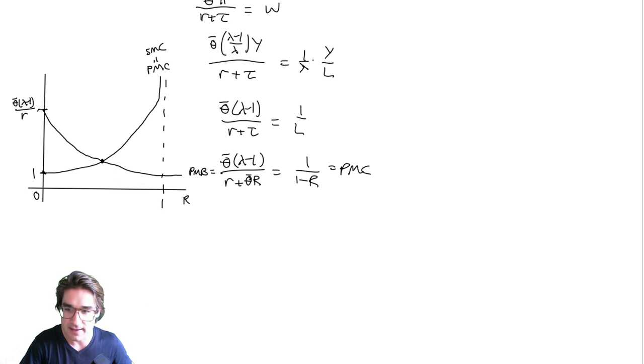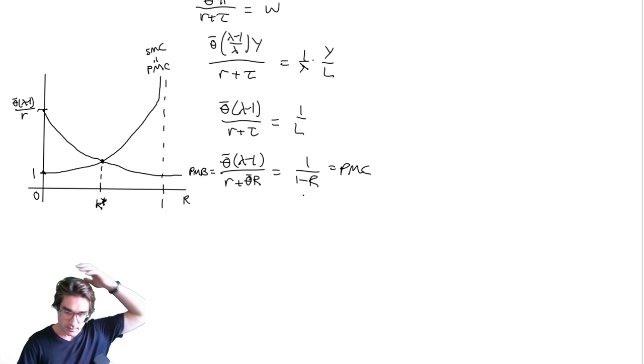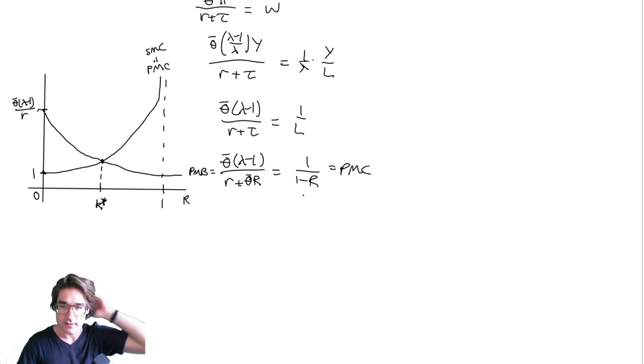Okay, so you still get that unique crossing of one decreasing line and one increasing line. You still get that unique equilibrium R star. Okay, you could solve for that. It's linear here, but I won't do that. So you get some equilibrium crossing point. Now here's where the big inefficiency comes in though.